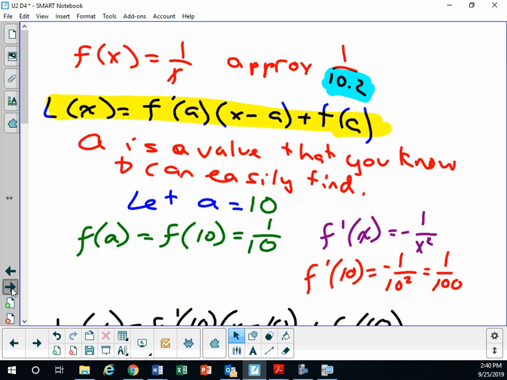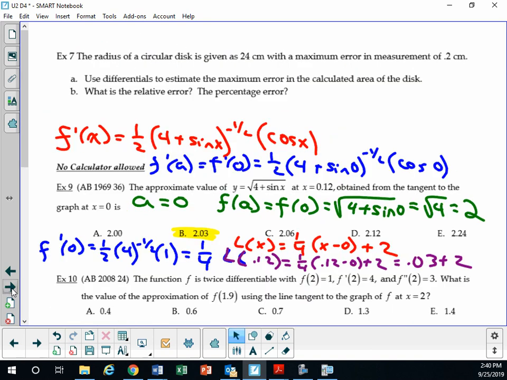Sorry, so it's over here. So, relative error and maximum error deal with the differentials, deal with delta x's. And in this case, we're going to talk about the radius of a circular disk and a maximum error of measurement. So give me 1 second to get to a new page, and then we'll talk about this one.